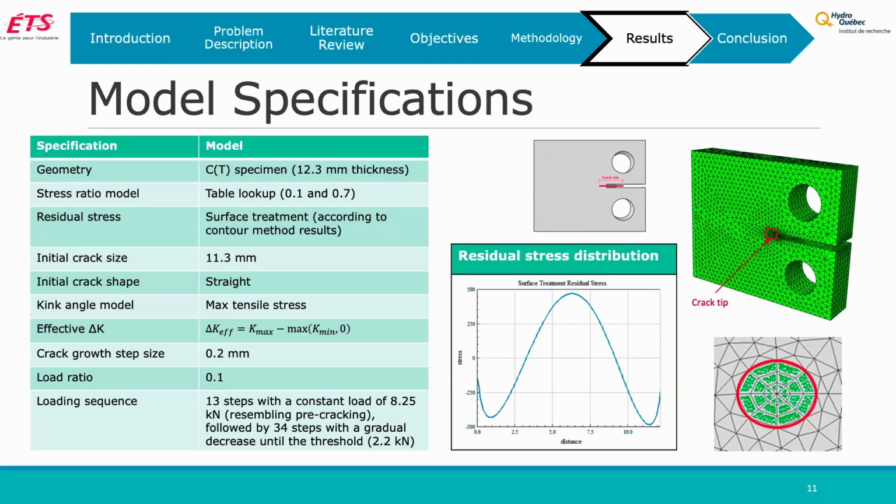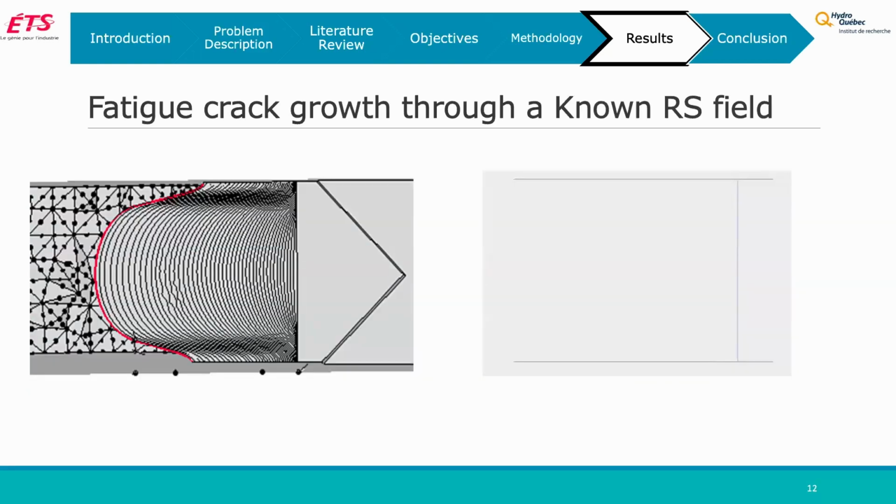The residual stresses were imported using a surface treatment model, and they were recorded from our contour method results, and you can see them. On the sides, we have a thick layer of compressive stress on both sides, and it goes up to 400 megapascal. And then the loading sequences were selected to replicate our experiment.